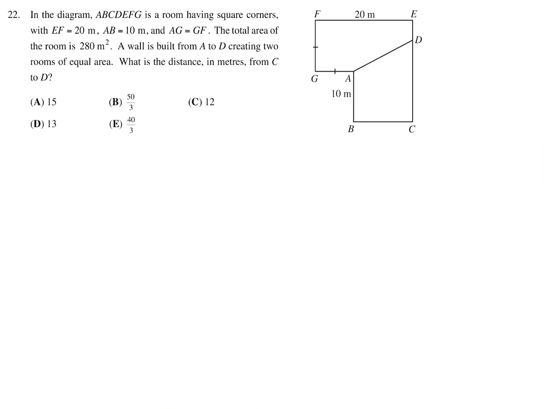In the diagram, A, B, C, D, E, F, G is a room having square corners with EF equal to 20, AB equal to 10, and AG equal to GF. The total area of the room is 280 meters squared. A wall is built from A to D, creating two rooms of equal area. What is the distance in meters from C to D?